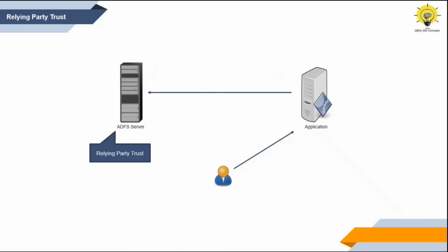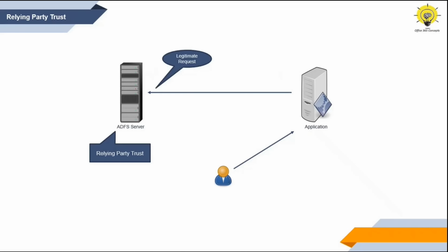And this trust is called relying party trust. When you integrate an application with your ADFS server, it creates a relying party trust for that particular application within your ADFS server. With the help of relying party trust, ADFS will identify that the request coming from an application is a valid request, and that it has to issue a security token to this application.